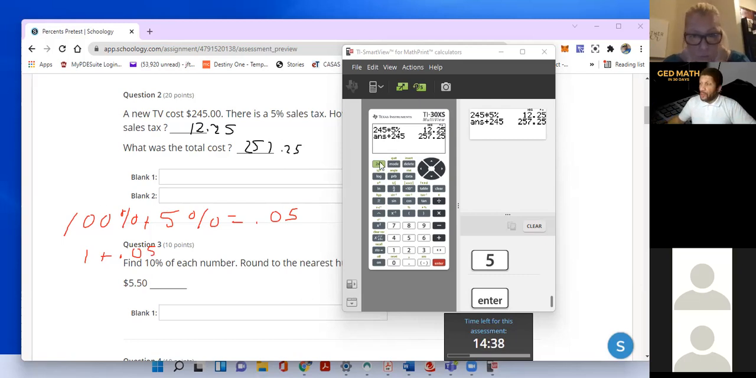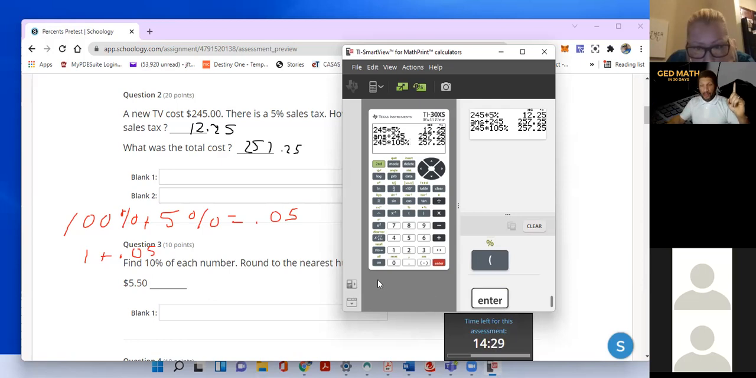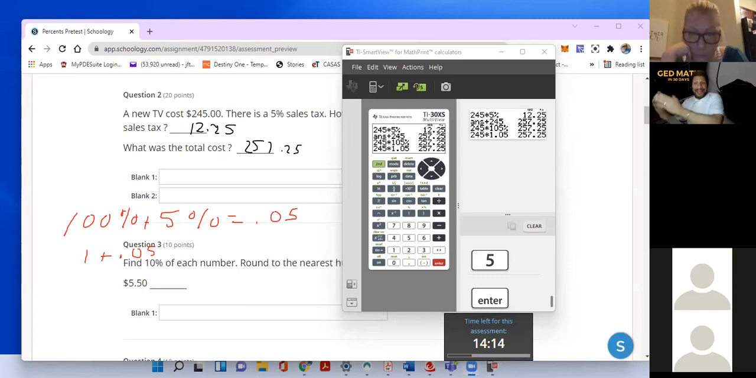So watch this. So now I'm able to do this in one step if I wanted to find the total price. Watch this. 245 times, now I can use the percentage, 105%. One step now. Or you can say 245 times 1.05. One step. If it was a discount, you would subtract it away from 100%. So if it was 30% discount, then you would multiply the total times 0.7 or 70%. That's a quick way.